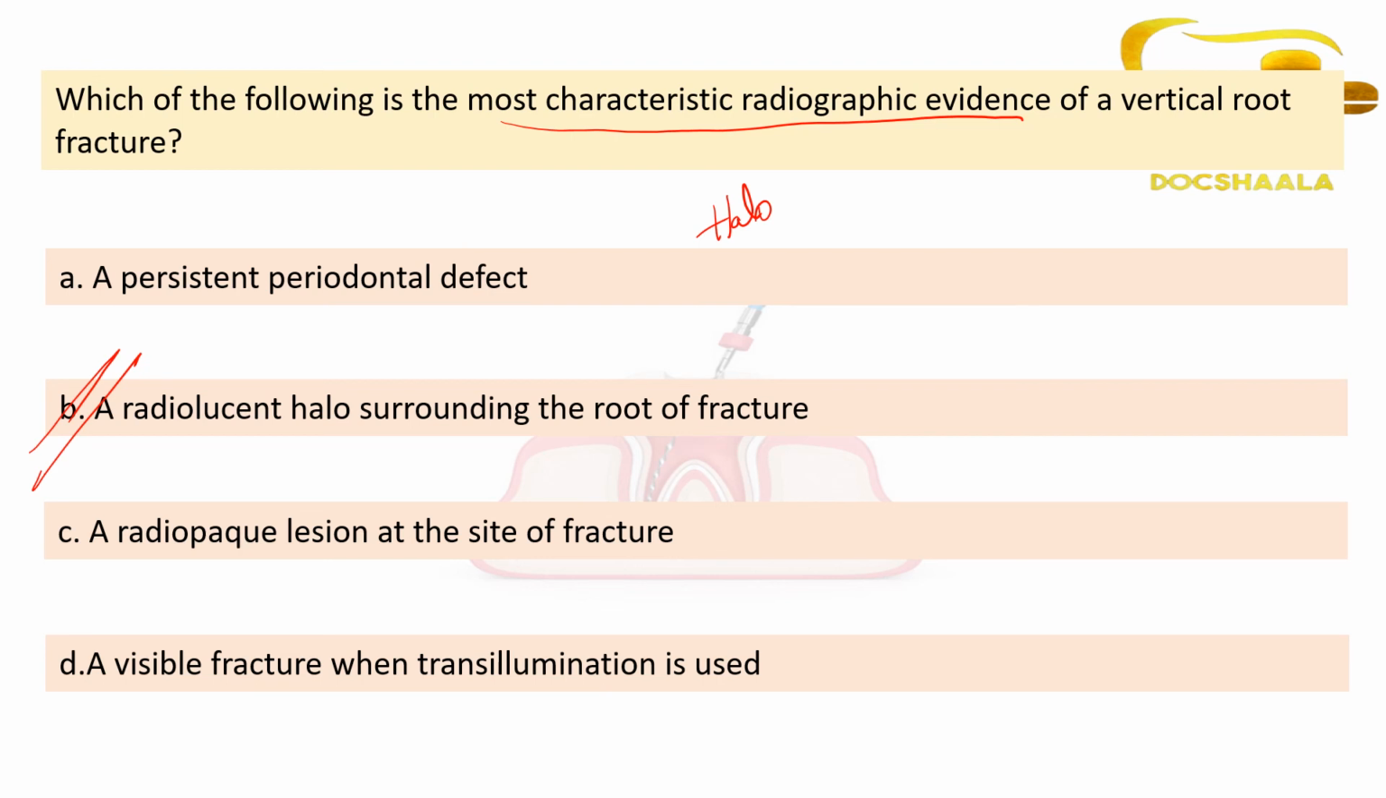And one more thing here, a visible fracture when transillumination is used. This is most commonly seen in a traumatic tooth. This is most commonly used to identify a traumatic tooth. But for a vertical root fracture, we can't do it with clinical examination.